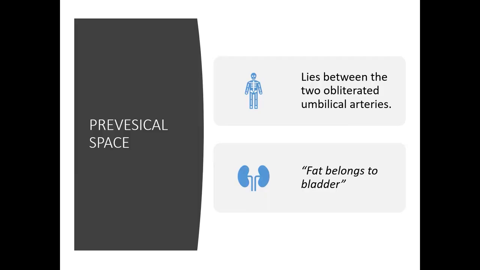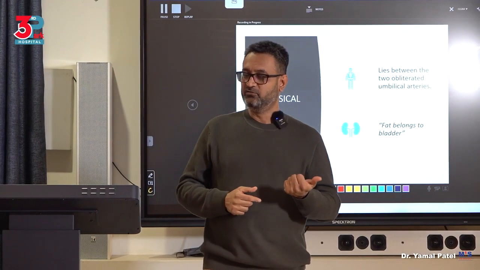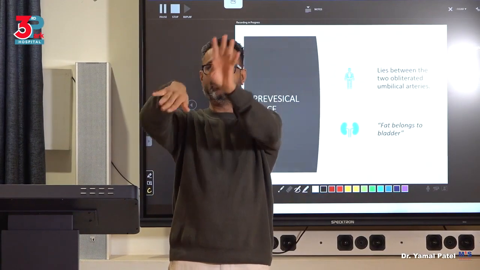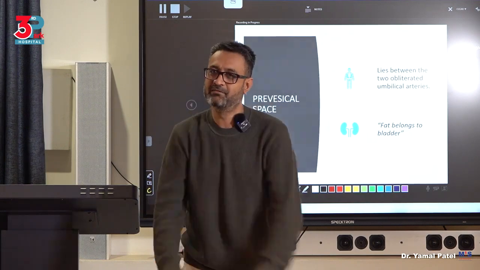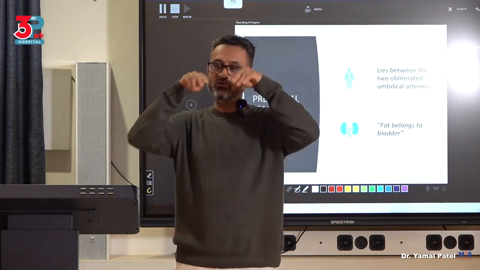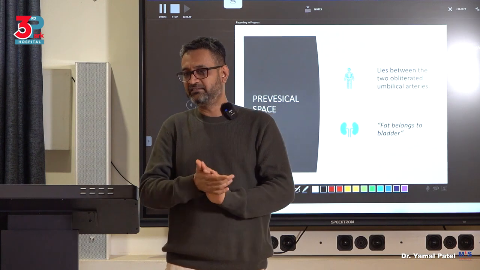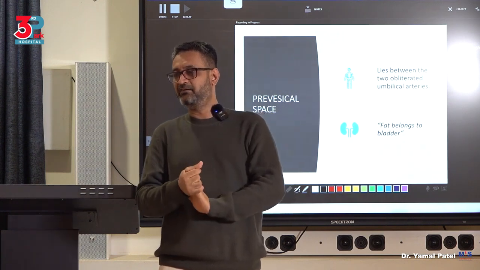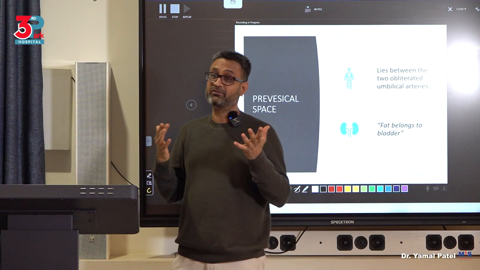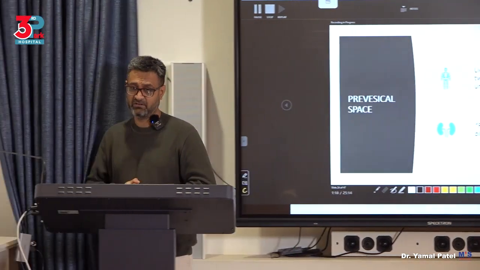Fat belongs to the bladder. Again, fat belongs to the bladder. Fat belongs to the rectum. Okay? So if you see fat there, push the fat down with the bladder and you will go to the bladder safely. You go into the fat, you're going to hit the vessels, you're going to hit the bladder wall, and you're going to start bleeding torrentially. The bladder is very vascular. Okay? So you don't want to do that as well.